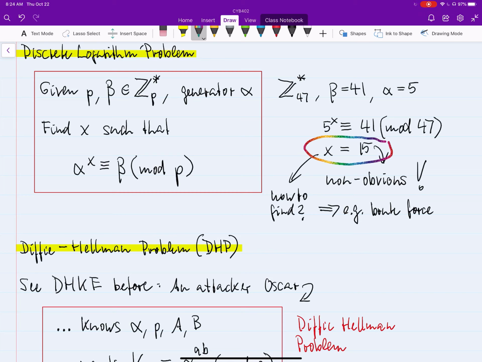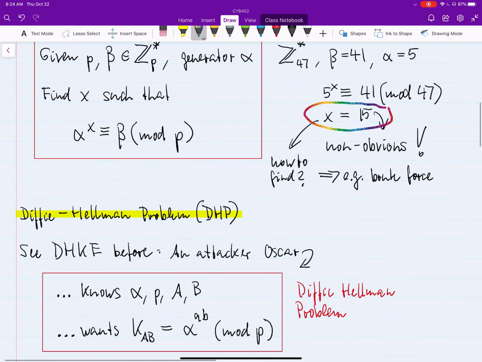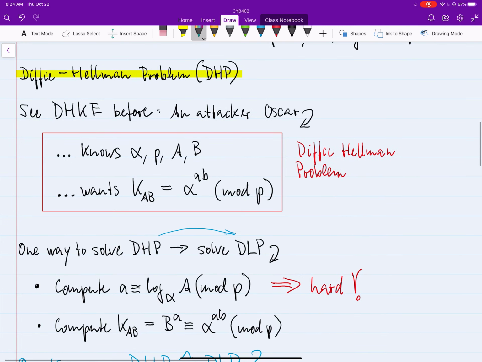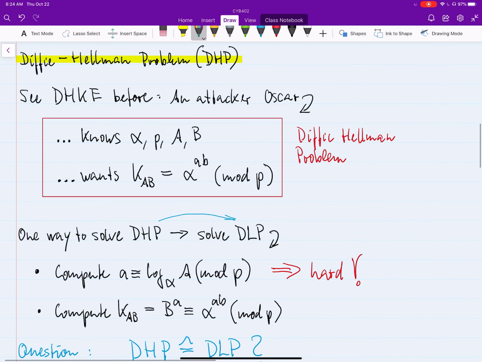Okay, so we derived the discrete logarithm problem from Diffie-Hellman, but let's reflect on the Diffie-Hellman problem itself and see whether the two are actually the same. We're going to see that we can only speculate about that.